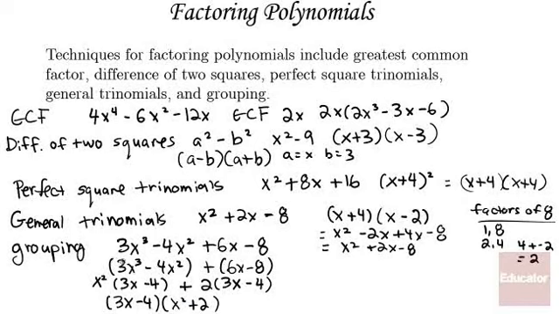So factoring by grouping: group the first two terms, group the second two, and pull out a common factor. If you have a common binomial factor left behind, then you pull that out in front. Make sure you are familiar with all of these, review the ones that you need to, because we're going to be using these to solve polynomial equations.